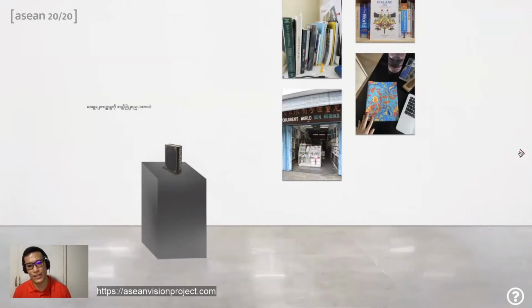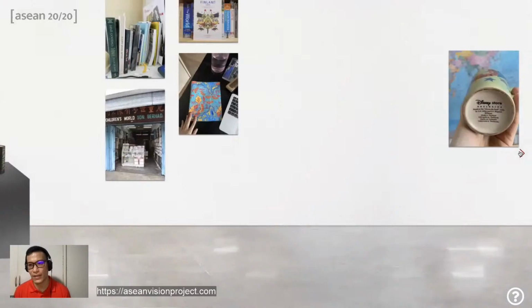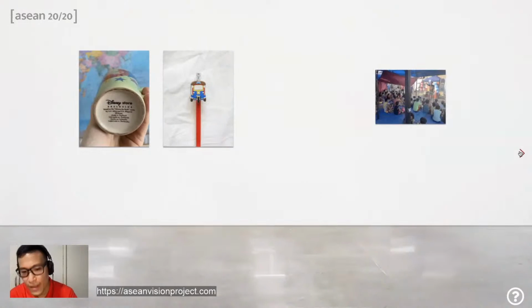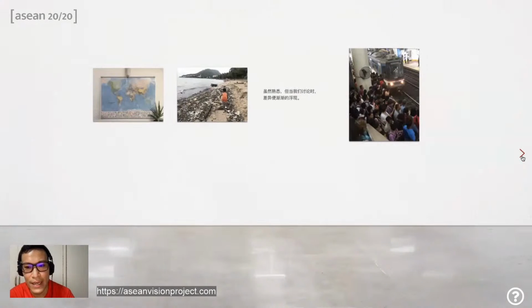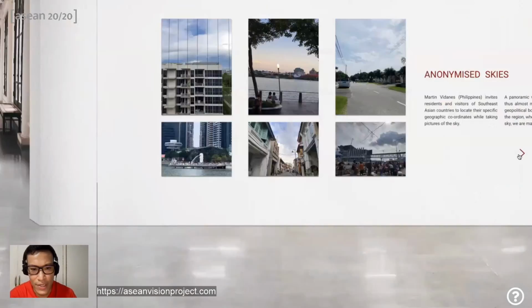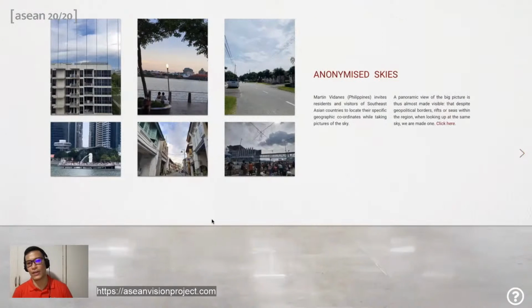So yeah, there's more photographs, but perhaps we could ask our guests if they have questions at this point. Actually, before we do that, maybe we could ask Martin to explain his curatorial project, the side exhibition called Anonymized Skies.